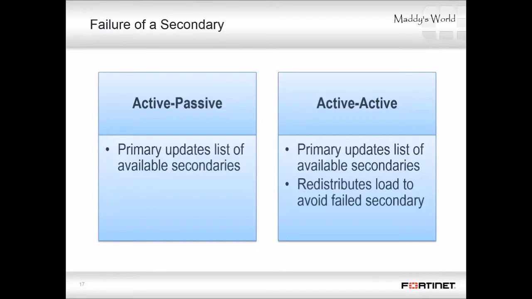In an active-active cluster, though, the secondary was handling traffic. So the primary, which tracks and assigns all sessions, must not only update its list of available secondaries, but it must also reassign sessions from the failed FortiGate to a new secondary.